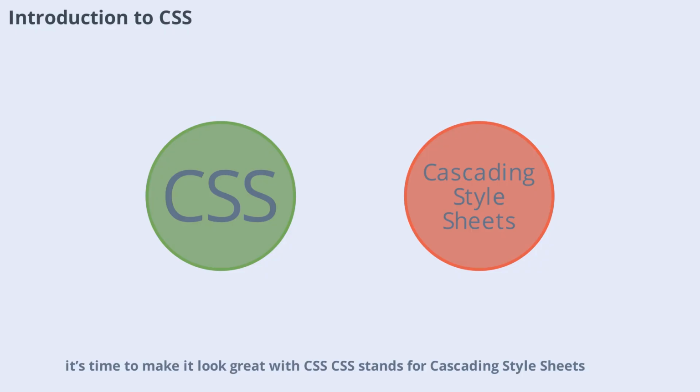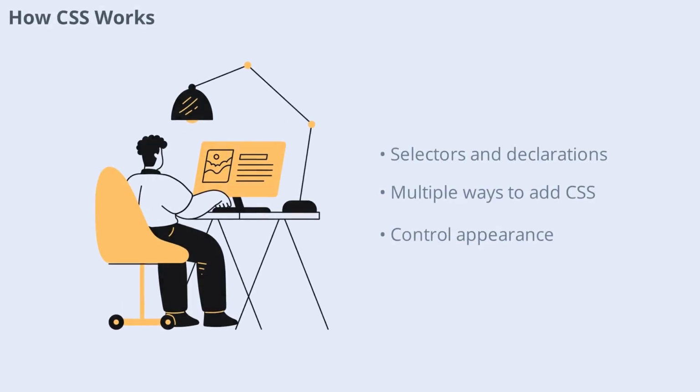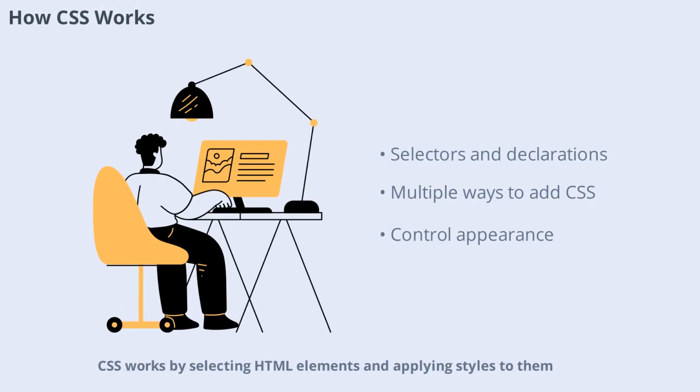CSS stands for Cascading Style Sheets, and it's used to style and lay out web pages. With CSS, you can change colors, fonts, spacing, and much more. It's the tool that transforms plain HTML into visually appealing websites. CSS works by selecting HTML elements and applying styles to them.